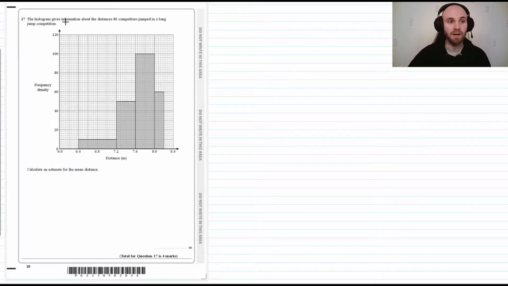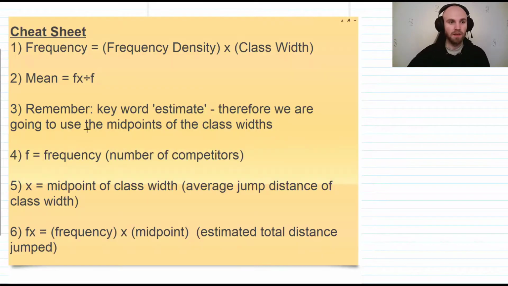Question 17, the histogram gives information about the distances 80 competitors jumped in a long jump competition. And we have that there, we have a frequency density table. Calculate an estimate, I'm going to underline that word estimate, for the mean distance. So if we go to the cheat sheet, we need to remember that the frequency equals the frequency density multiplied by the class width. The mean is going to be f of x divided by f. We're going to use that in this estimation.